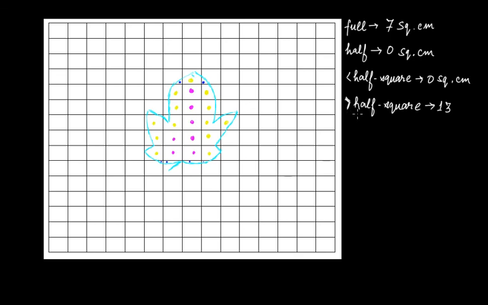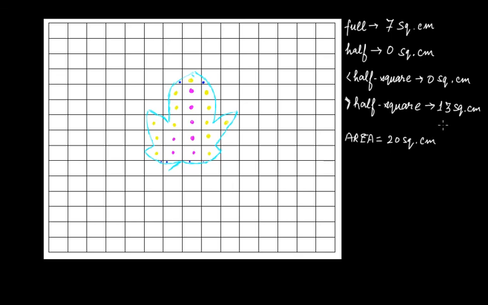Here we have greater than half square. We have 13 such squares, and we know that if a square is greater than a half square, then you'll take it as a full complete square, and that will be 13 square centimeter. Now add the area. For the area, this will be 7 square centimeter plus 13 square centimeter. This will be 20 square centimeter.